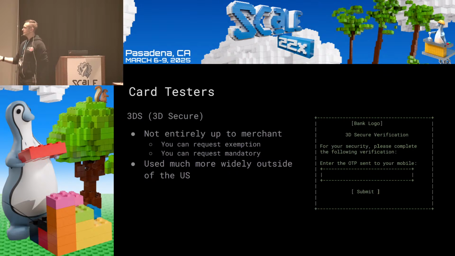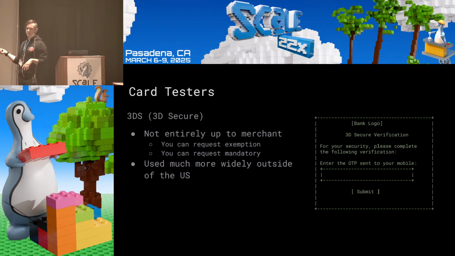And then there's this 3D Secure. This is really, really popular and mandated in most of the world, but not here. So this is not entirely up to the merchant. You can request an exemption, and you can say, I've run all these checks. Please don't prompt for 3DS because it's a bad experience. And then you can also say, this looks kind of suspicious, I want you to do a 3DS check. But it's ultimately up to the issuer to do this. And it's kind of this MFA for your credit card.